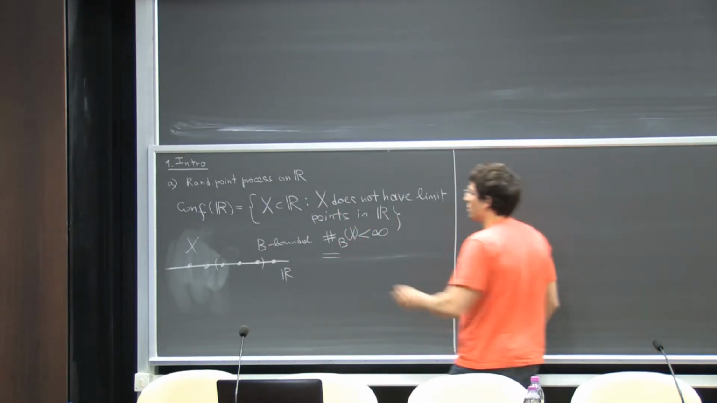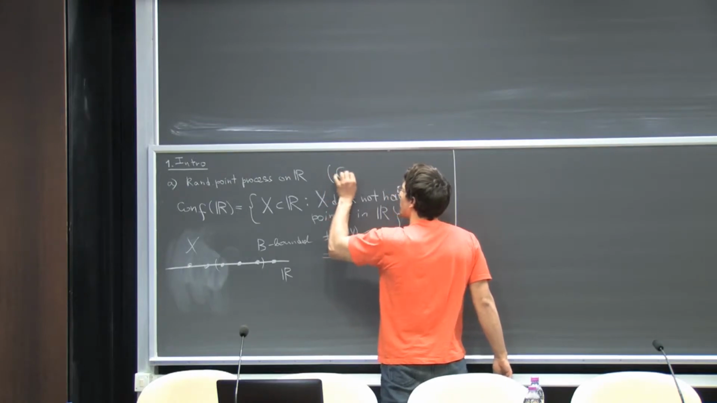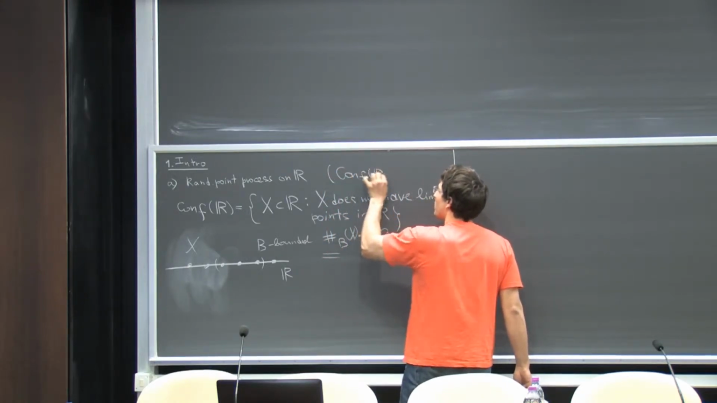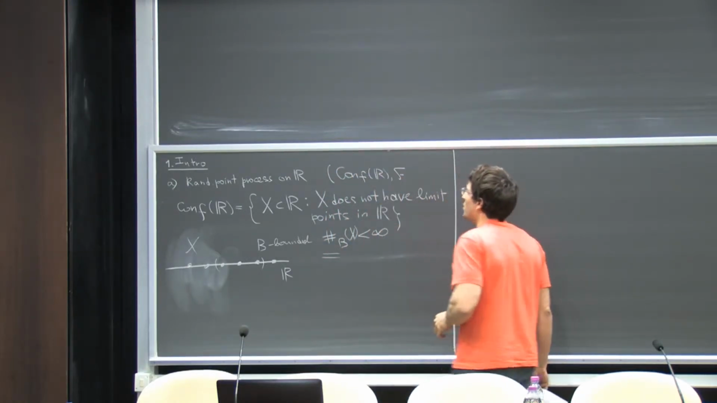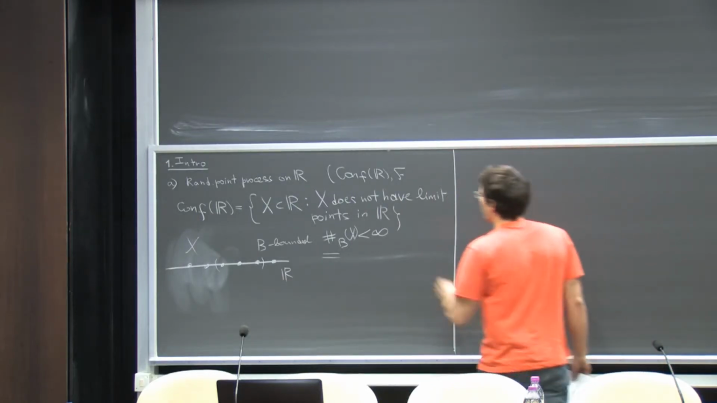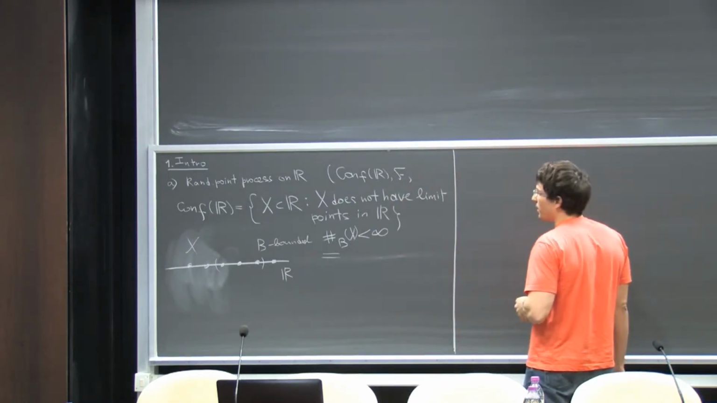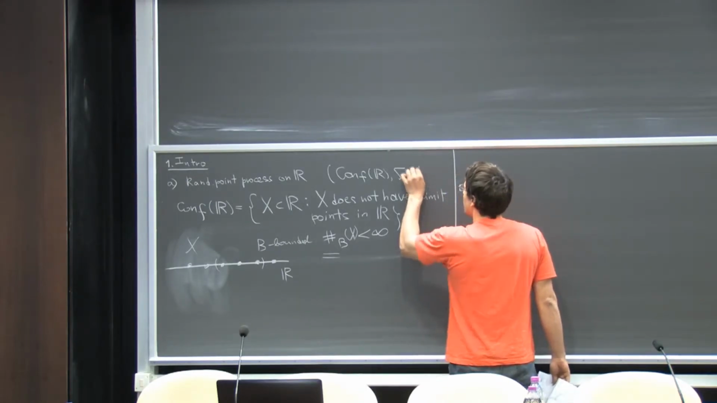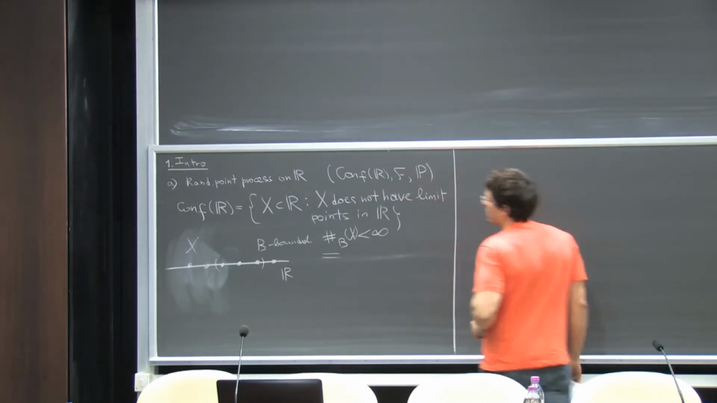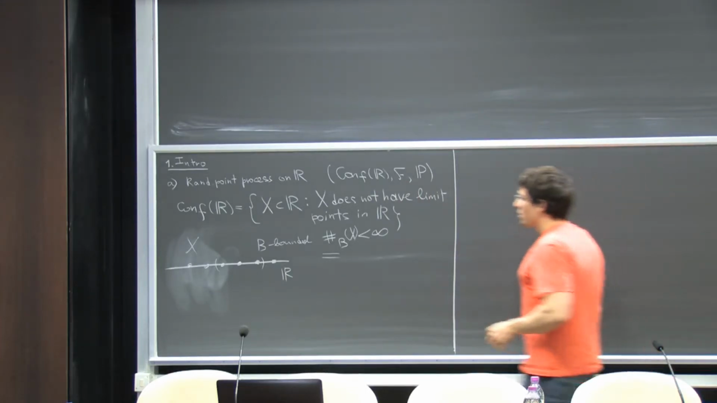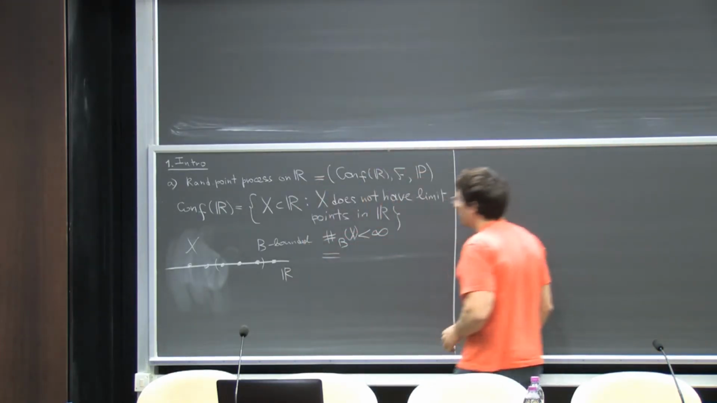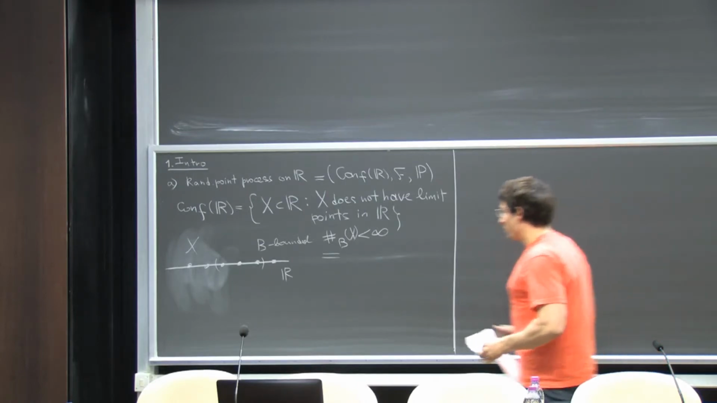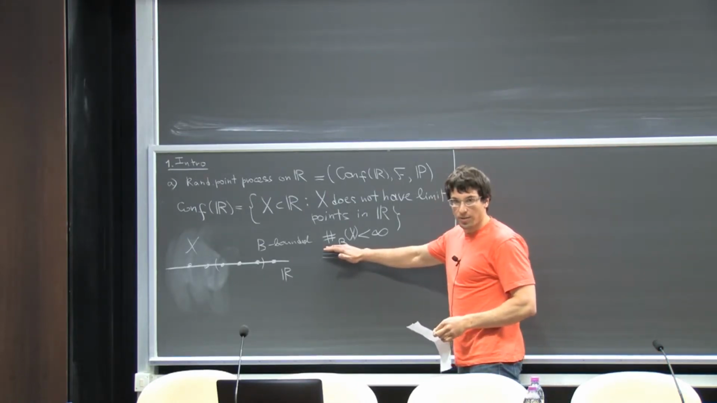And next, let me consider the triple: the space of configurations, some Borel sigma algebra which is generated by appropriately introduced cylinder sets, and the probability measure on this space with this sigma algebra, and such a triple is called a random point process. So now the configurations are random, and this object is a random variable.